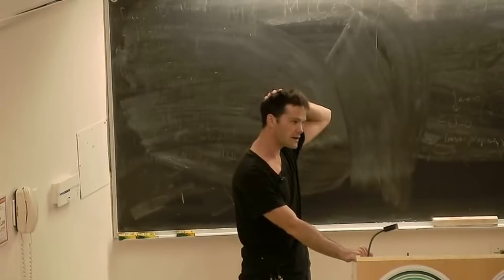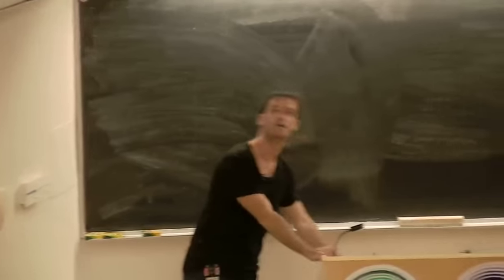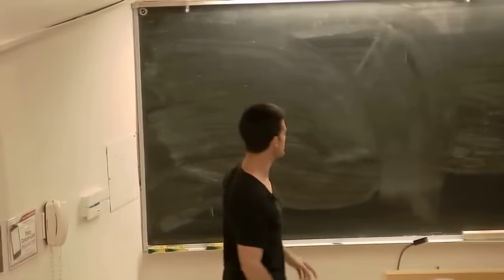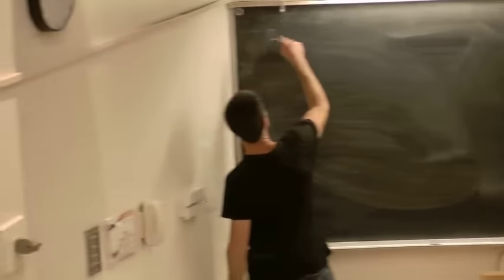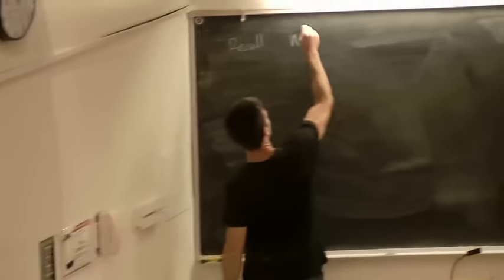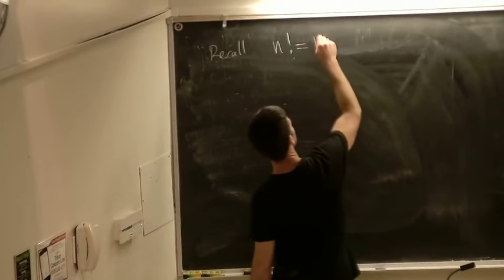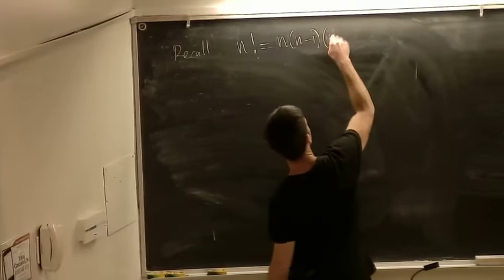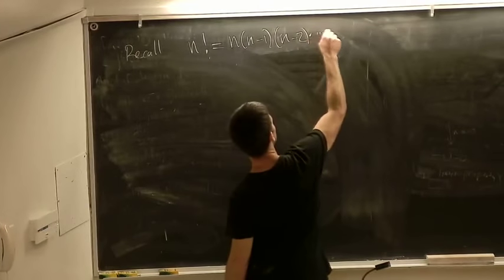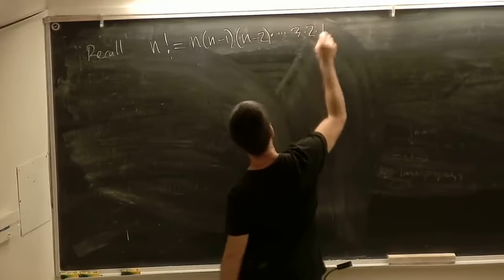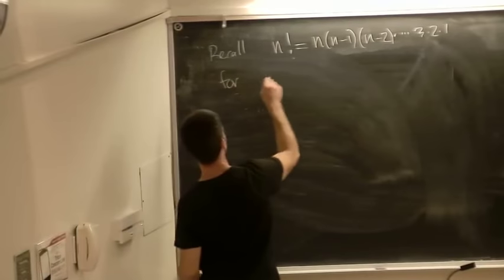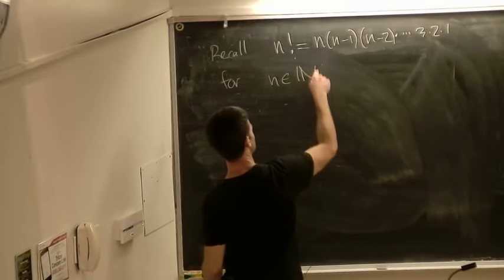Let me remind you guys about factorials. I don't think I did this on Monday. So recall what n factorial means. It's n times n minus 1 times n minus 2 times ... times 3 times 2 times 1 for natural numbers n.